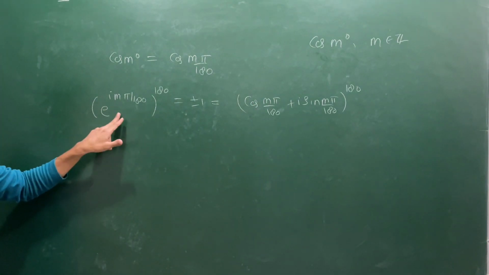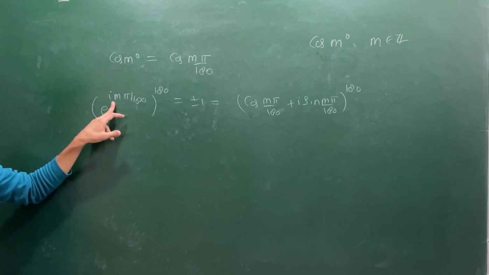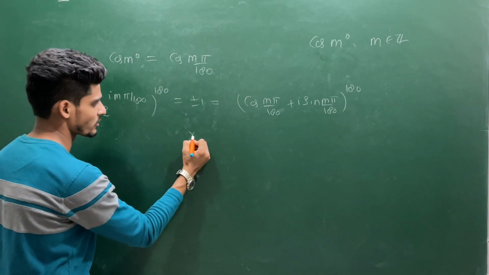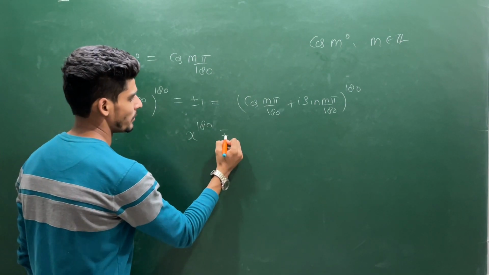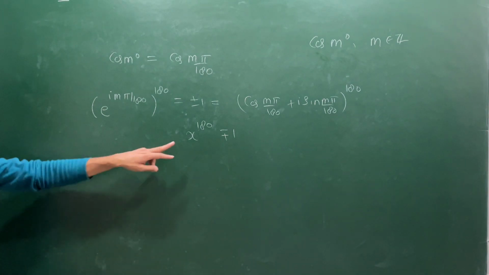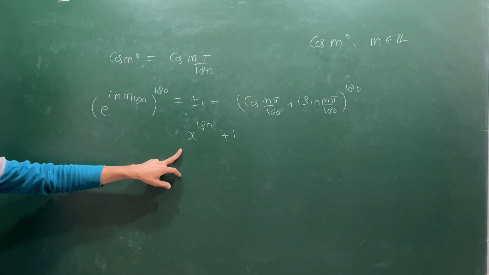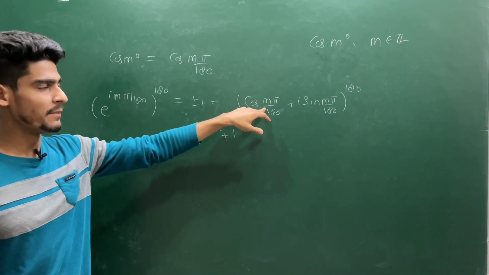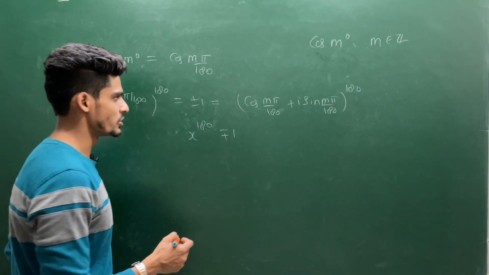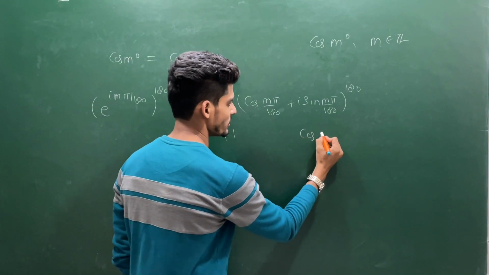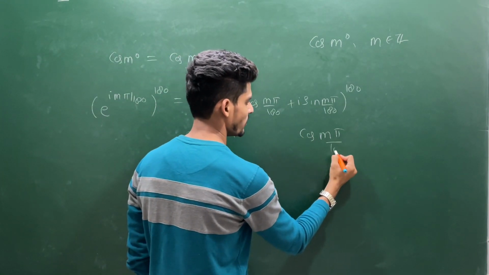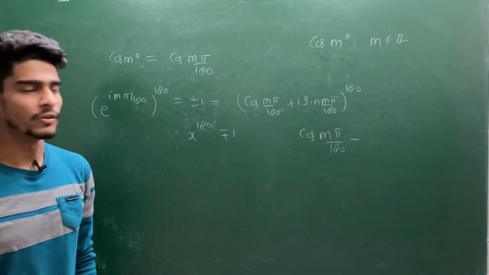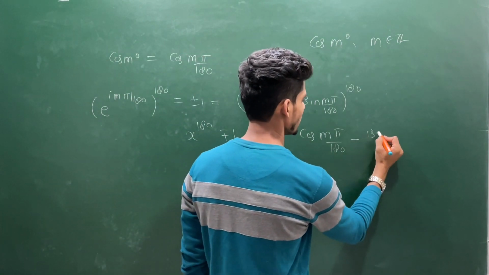So clearly I can say this element e power i m pi by 180 is an algebraic element, and it is a root of the equation x to the power 180 minus or plus 1. So this is a root of this equation. Now this is algebraic. If you take m to be a negative integer, then what will your situation be? Cos is an even function, so cos of minus m pi by 180, but sine is an odd function. So if you put m to be a negative integer, then you will have minus i.